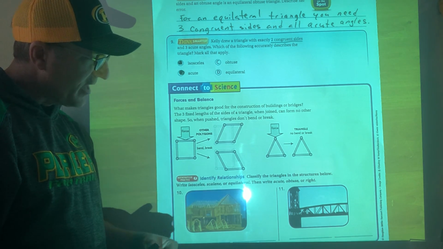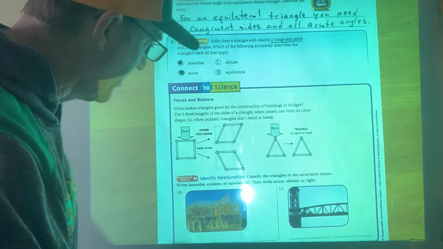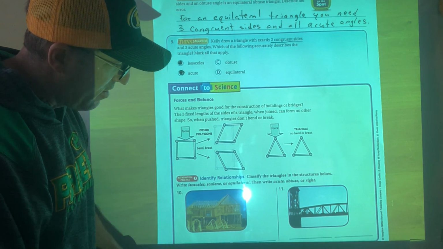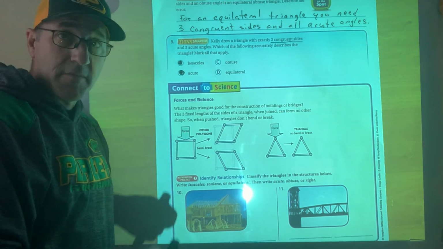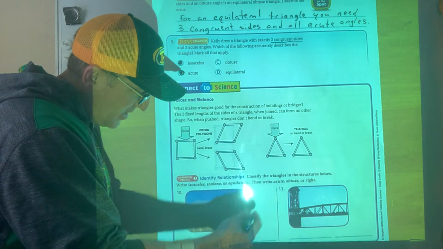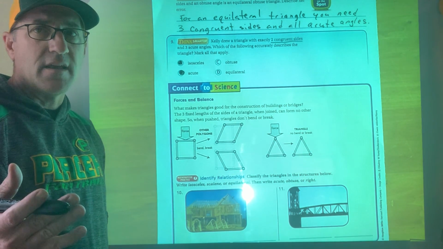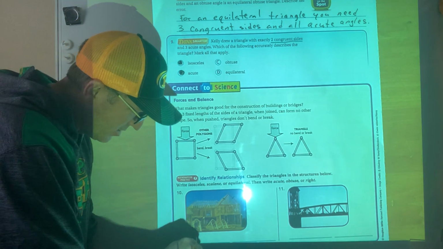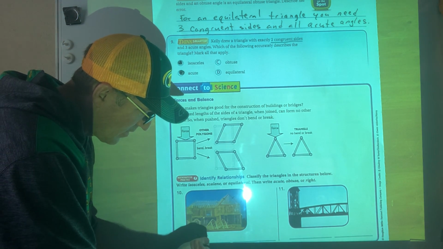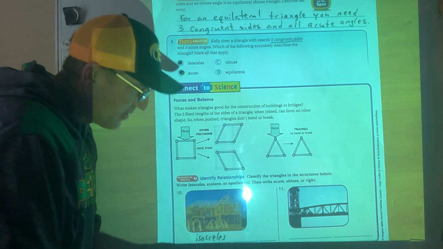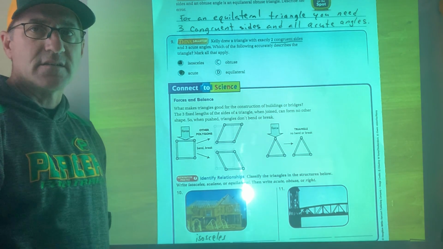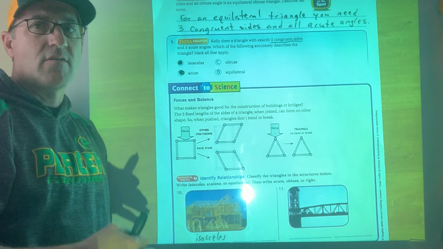So identify relations, classify the triangle. So I'm going to look at this one here. I'm going to tell you right now the angles. I'm not going to measure them out for you. I've already done it. These two are the same length. So that's going to make it isosceles, right? So we're going to go ahead and write isosceles. All right, now the question is, what kind of isosceles? Is it acute, or is it right, or is it obtuse?